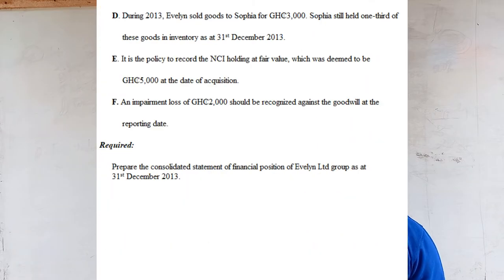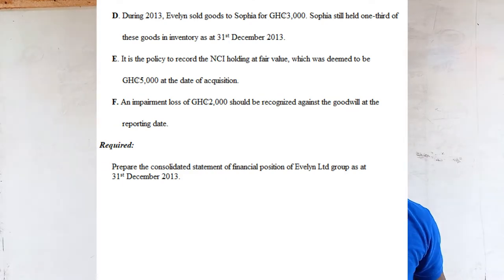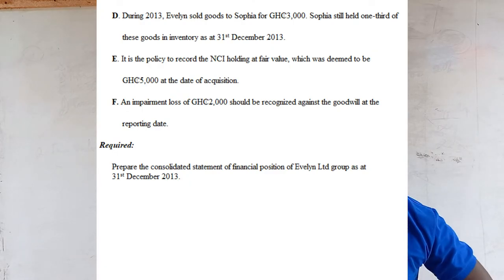D. During 2013, Evelyn sold goods to Sophia for 3,000 Ghana cedis. Sophia still held 1/3 of these goods in inventory as at 31st December 2013. E. It is the policy to record the NCI holding at fair value, which was deemed to be 5,000 Ghana cedis at the date of acquisition. And then the last one, F. An impairment loss of 2,000 Ghana cedis should be recognized against the goodwill at the reporting date. Required. Prepare the consolidated statement of financial position of Evelyn Limited Group as at 31st December 2013.